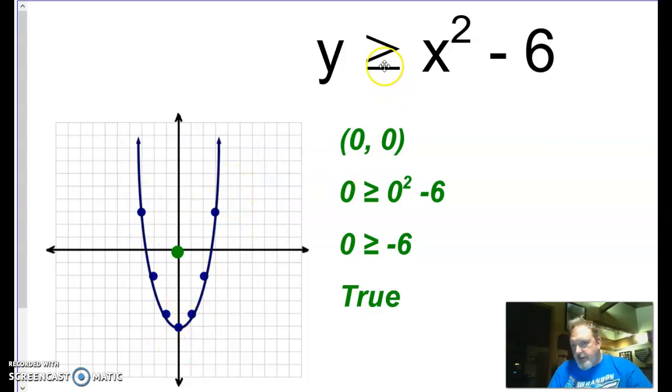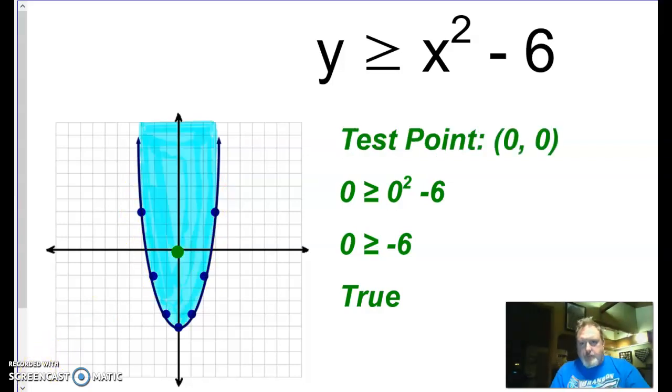This is a solid curve, again, because it's greater than or equal to. You can see our test point here, 0, 0. And when I plug 0, 0 into this equation, we end up with 0 greater than -6, which is true. So we are going to shade inside the region, or the region that's inside this quadratic. And again, as you can see, once we have our test point, we know that it's true. We're going to shade towards that point. So that's the region that is inside this parabola.